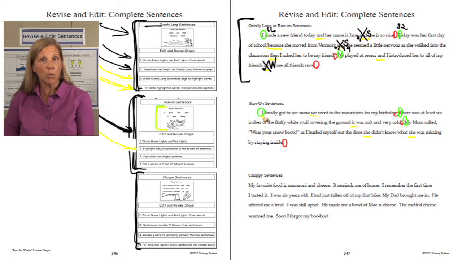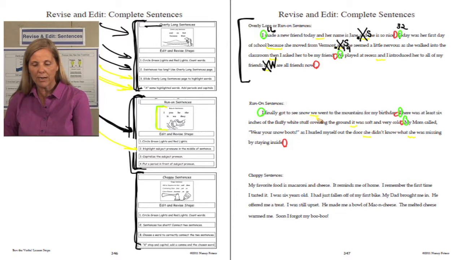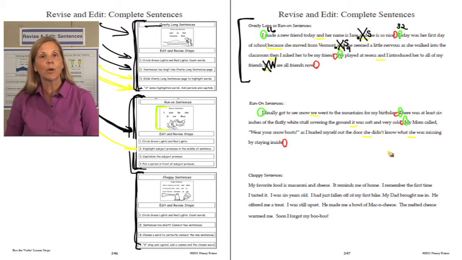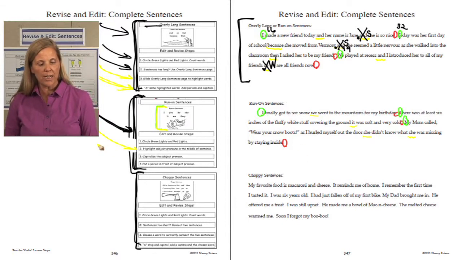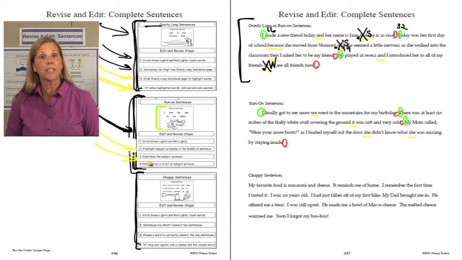Notice up here I have the word I, but that's at the beginning of my sentence. I'm not going to underline that. I'm going on after the green light. I'm going after that, and if I see any subject pronouns, I saw one there. I went to my next sentence, and I underlined a subject pronoun, it, and I continued on in the rest of the passage to underline any subject pronouns that I saw in the middle of the sentences. That's our step 2. Let's go to step 3 for our run-on sentences.